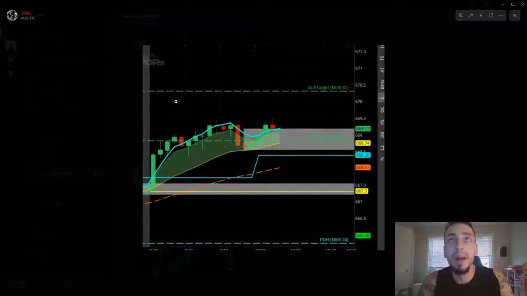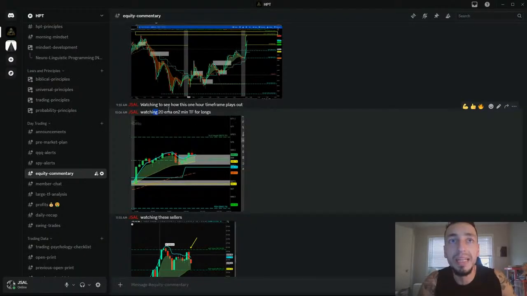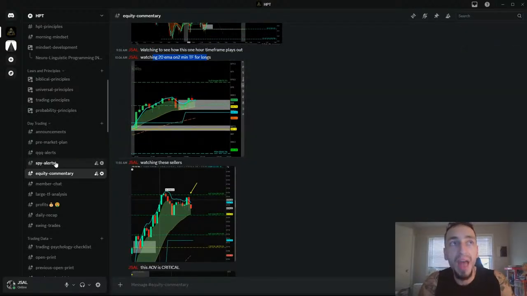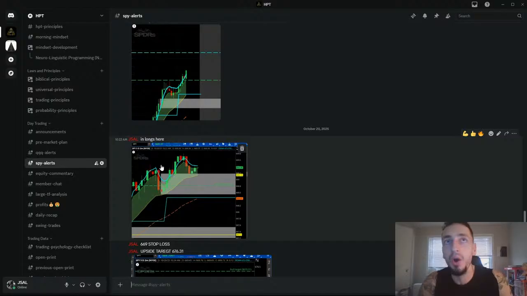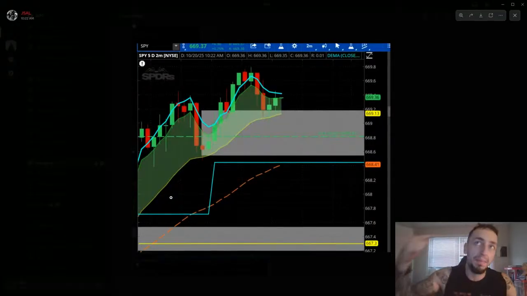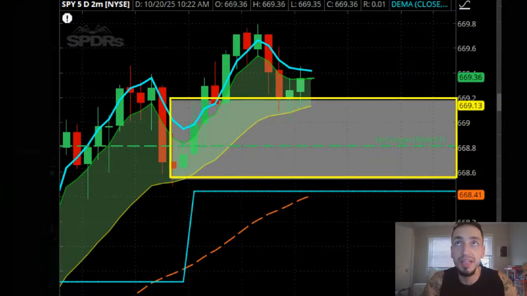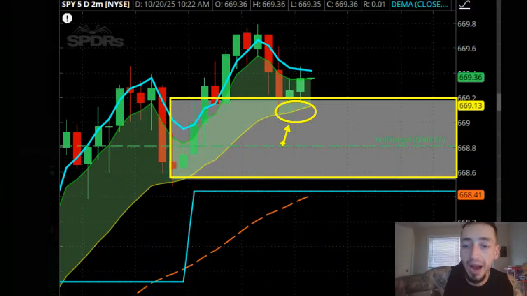And then right here, I'm watching the 20 EMA on the 2-minute for longs. What time was this at? 10:06. So then at 10:22, I go in longs right here. Bam. Once again, area of value is right here. Price comes into the 2-minute 20. Can't close outside the 20. So what do we do? Trade with the 20. Trade with the 20.